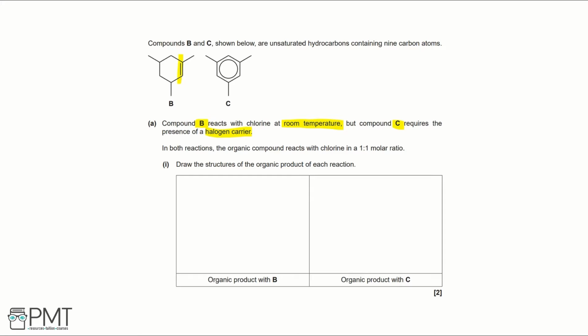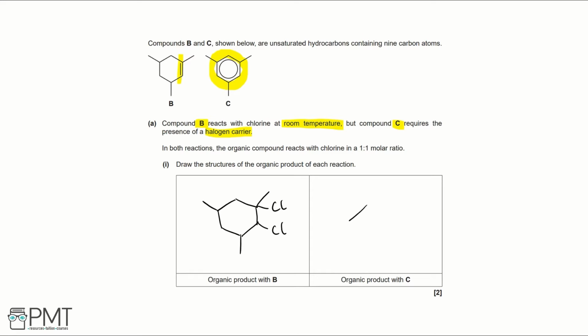And that means when it reacts with chlorine at room temperature, it's going to undergo electrophilic addition. But compound C has this benzene ring, and so it needs a halogen carrier because it's going to undergo electrophilic substitution. So if we draw the products of B and C, if we draw B first, most of B is going to remain the same, except this carbon-carbon double bond is going to be replaced with 2 chlorines.